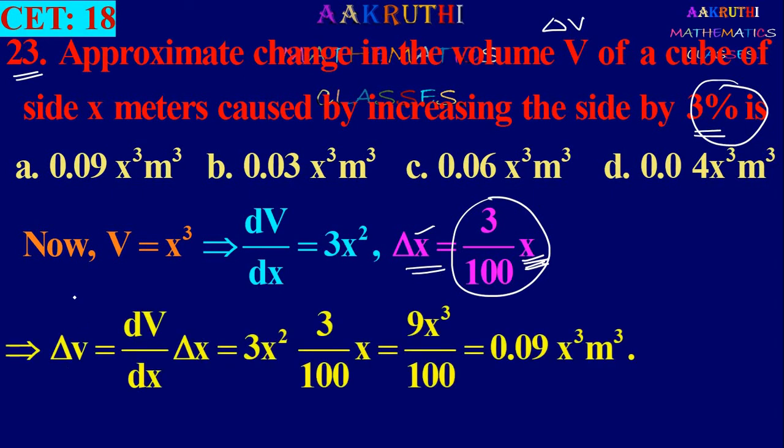Now we find the delta V value. So delta V can be written as delta V divided by delta X into delta X. But in approximation, we take delta V by delta X as dV by dx into delta X. Therefore, delta V can be written as dV by dx into delta X. And dV by dx value is 3x square and delta X value is 3 by 100x. So when we simplify this, we get 3 into 3 is 9, x square into x is x cube. So we get 9x cube divided by 100, which is the same as 0.09 x cube, which is option A. So we get the change in the volume, delta V equal to 0.09 x cube meter cube, which is option A.